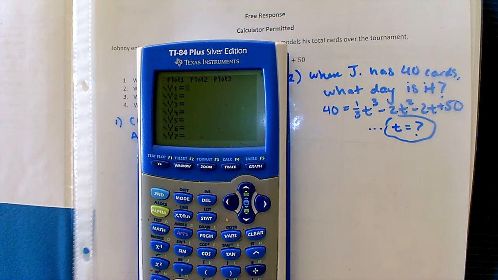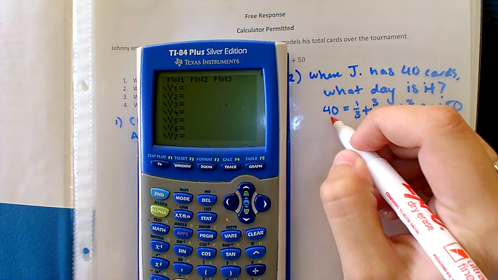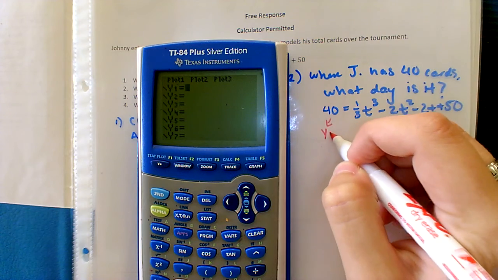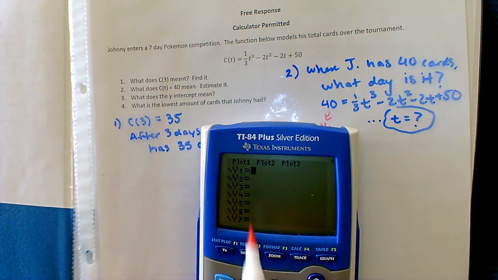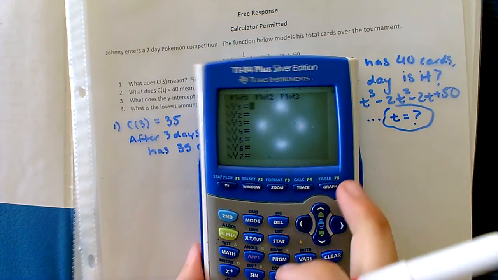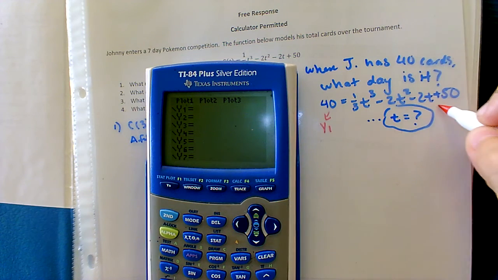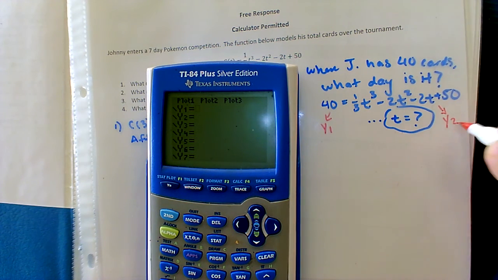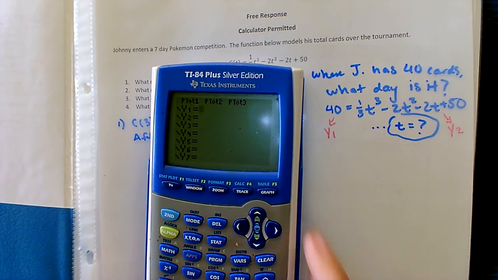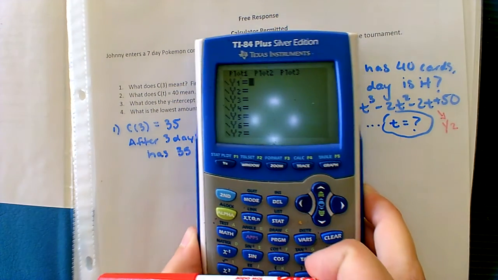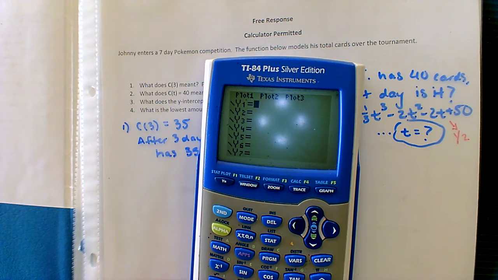Now, this equation has 2 different sides to it, 2 different parts. We're going to graph the 40 in y1. That just means we're going to represent it as our first equation. And then we're going to take the other side and type that in y2. Is that bright enough? Can we see that on the board?